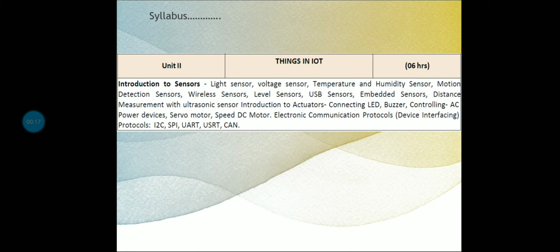So in this lecture we are going to see what are sensors: light sensor, voltage sensor, temperature, humidity, motion, wireless, level sensors, USB sensors, embedded sensors, distance measurement with ultrasonic sensors. Then we are going to see what actuators are. Then electronic communication protocols like I2C, SPI, UART, USART and CAN. So these protocols we are going to see in this unit. Let's start the unit.